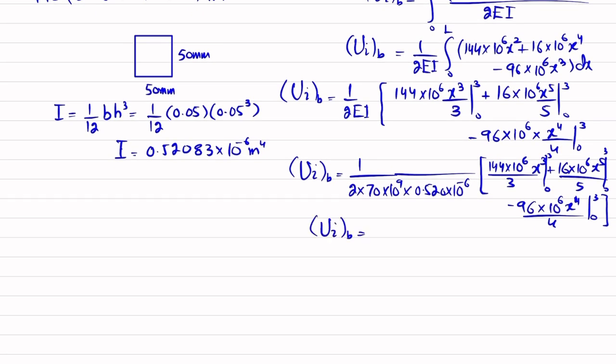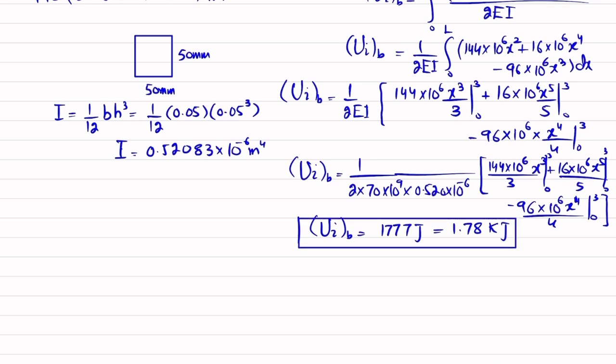So when you solve this, you will get 1777 joules, or that is equal to 1.78 kilojoule. So this is the amount of strain energy that will be stored in the beam due to bending. Now what we will do is that we will find the axial strain energy.